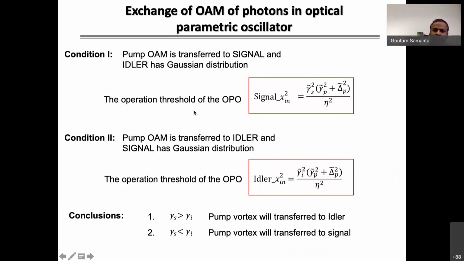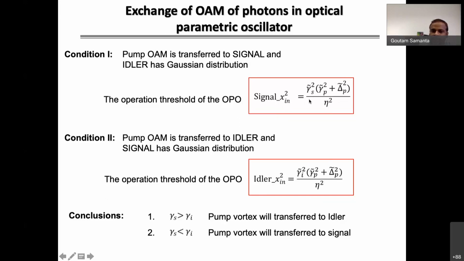We used the dynamic coupled amplitude equations to calculate the threshold condition for two cases. One is where the pump OAM is transferred to the signal and the idler has a Gaussian mode; in that case, we get a threshold condition in this form. In the second case, the pump OAM is transferred to the idler, the signal has a Gaussian mode, and we get a threshold condition like this.